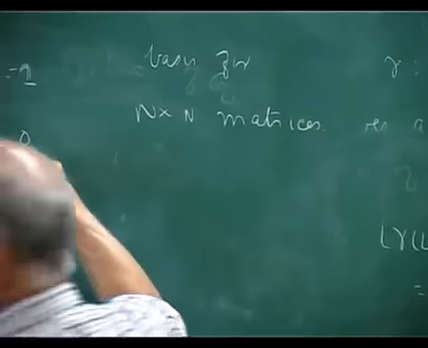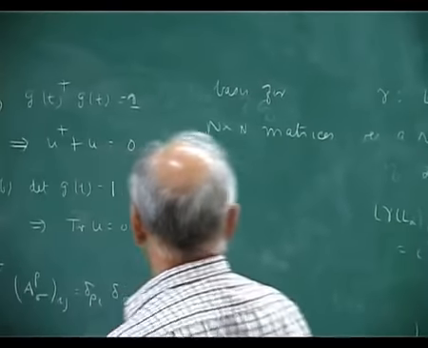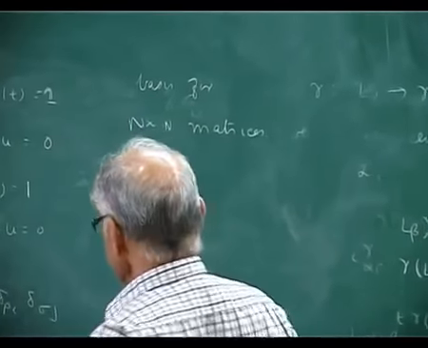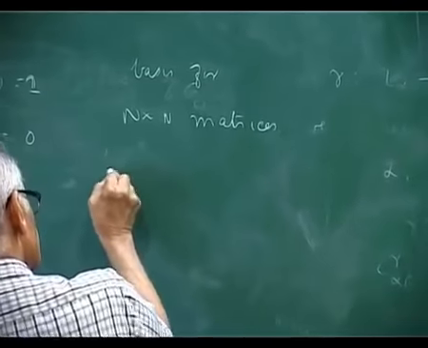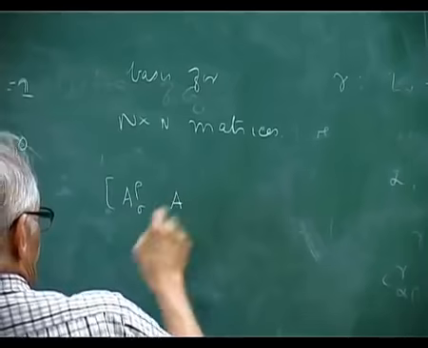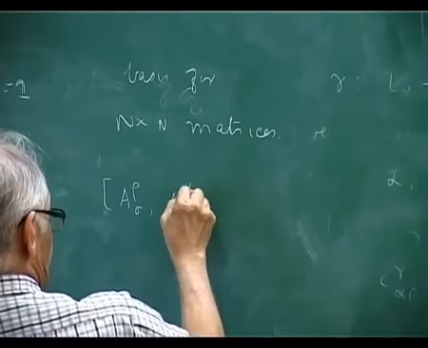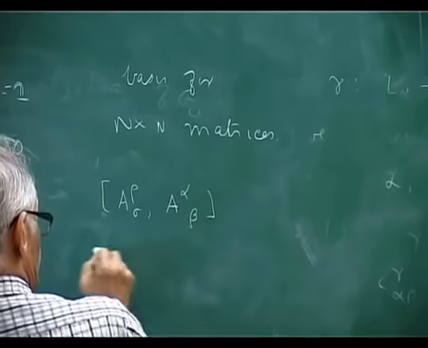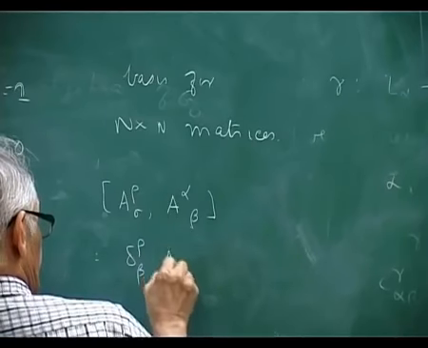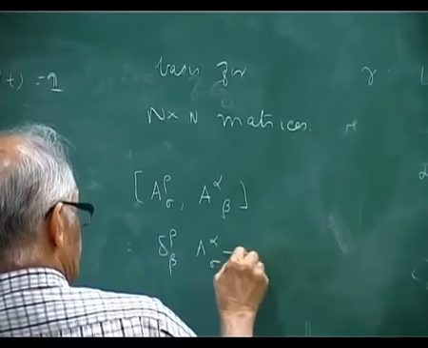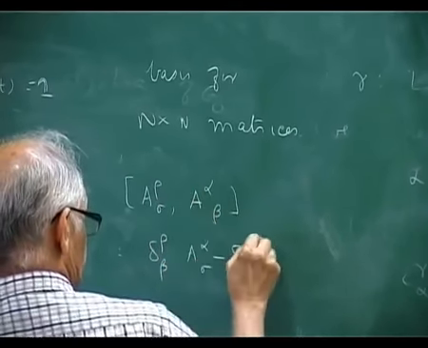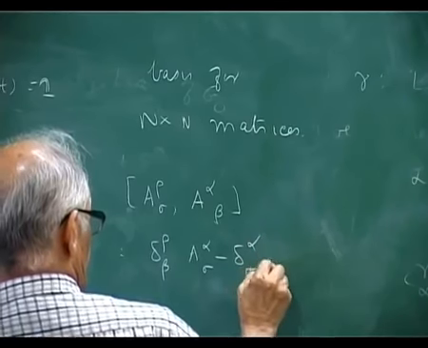I am trying to go towards that equation. I am trying to find these equations, okay, basis, but before that, we notice that A rho sigma, A alpha beta is, I think, delta rho beta A alpha sigma minus delta alpha sigma A rho beta.